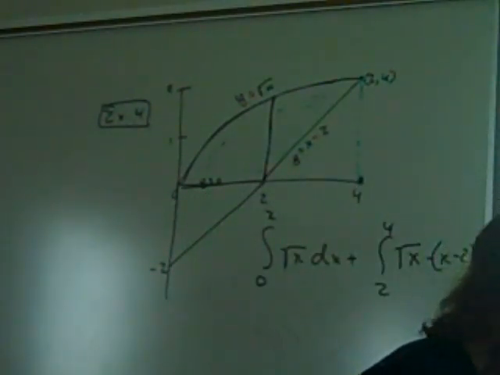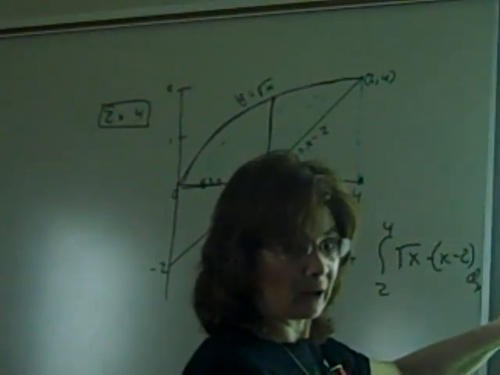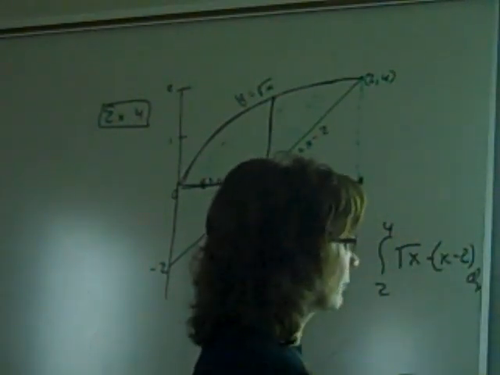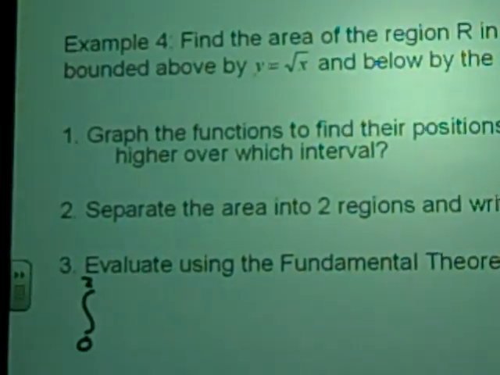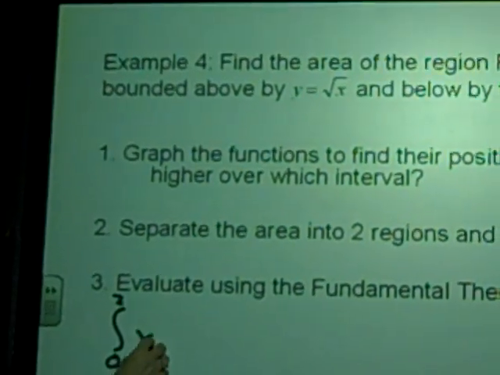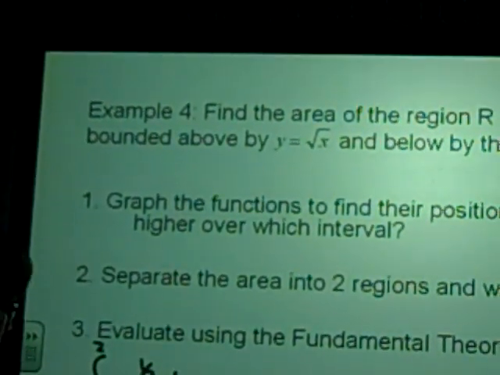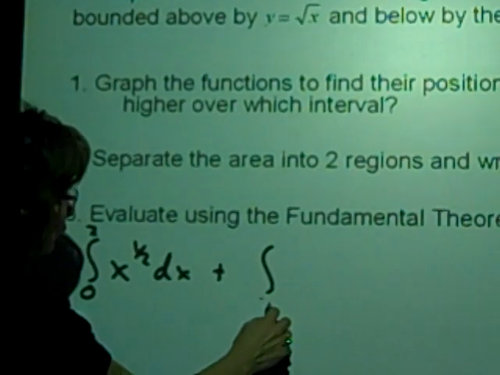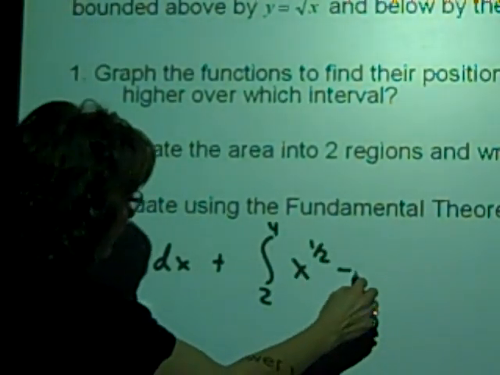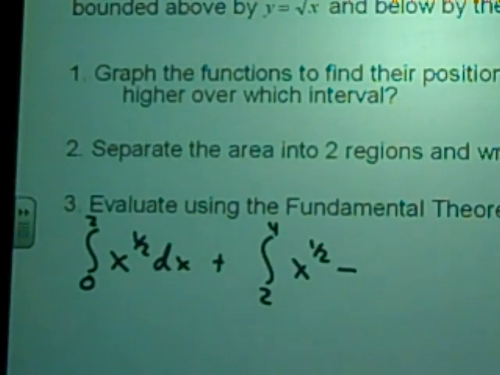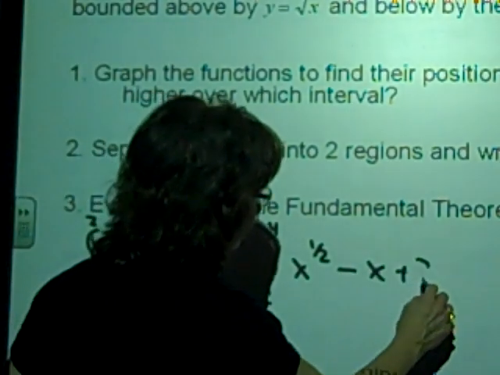Using the fundamental theorem of calculus is how we're going to anti-differentiate it. So we want to write it in easy to anti-differentiate terms. So we'll go 0 to 2, and instead of saying square root of x, we're going to say x to the 1/2 power. And now I'm going to go 2 to 4, and I've got x to the 1/2 minus, and I'm going to distribute this negative sign. So minus x plus 2.